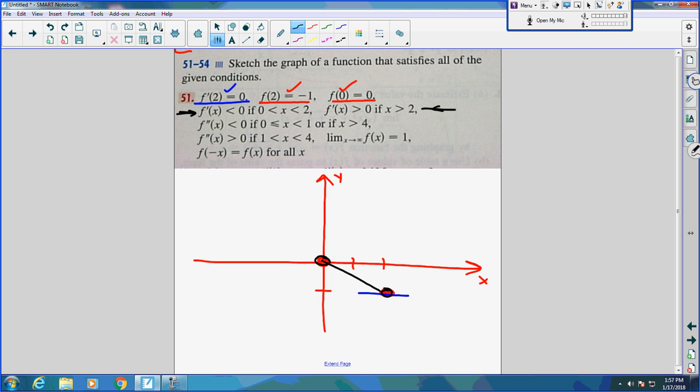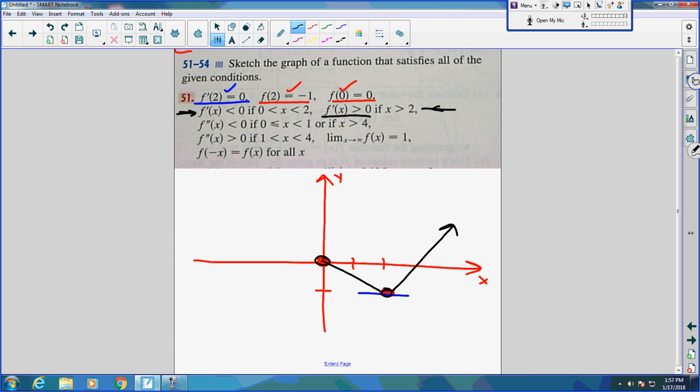And I'm going to erase the black here in a minute, guys. Then it says that f prime is greater than 0 if x is greater than 2. So it just goes back up. This is not a graph of the situation because we're not going to have a sharp curve. All right, and then look, is there anything else here?